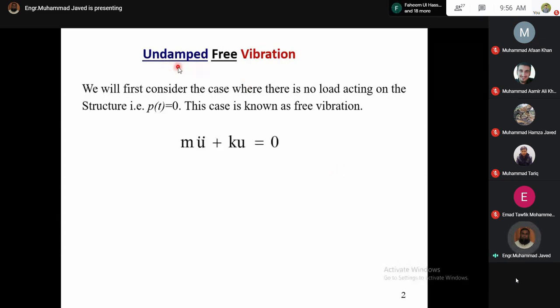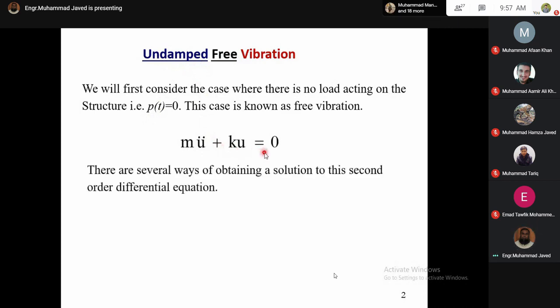Now the general format for equation of motion of single degree of freedom system is mu double dot plus cu dot plus ku is equal to p of t. In case of free vibration, p of t is 0. If the system is undamped, c is 0. And the equation of motion is reduced to this form. Now if you want to solve this equation of motion, this is a problem of mathematics.